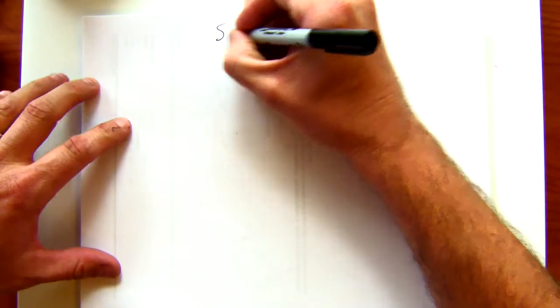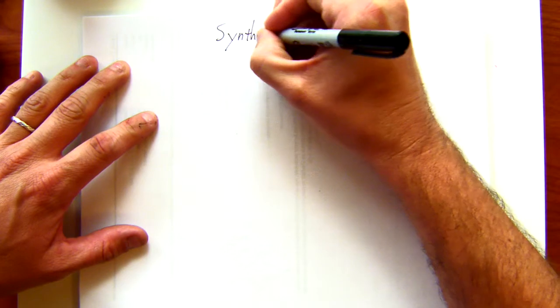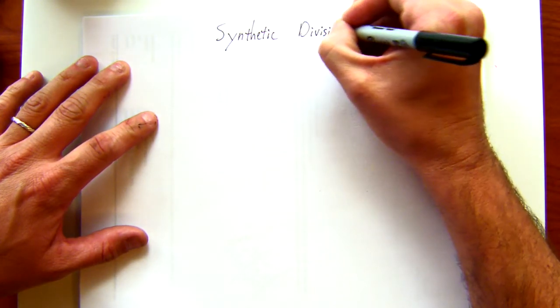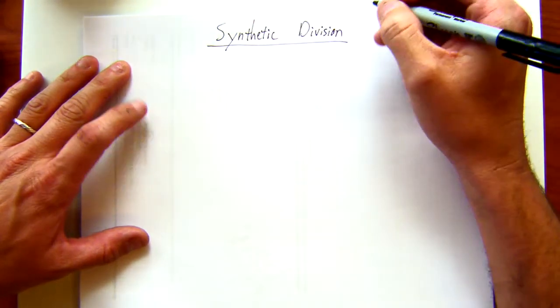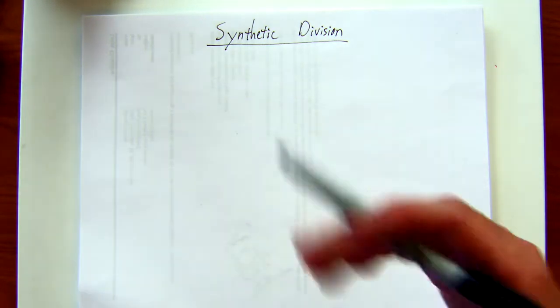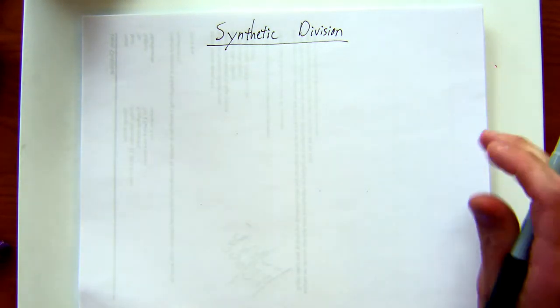Now we're going to be talking about something, not long division, but something called synthetic division. So synthetic division of polynomials will prove a little bit easier. For one, it's definitely easier to write because we don't have to write all the exponents and all the variables. We just have to write the numbers. But we can only use it in certain cases.